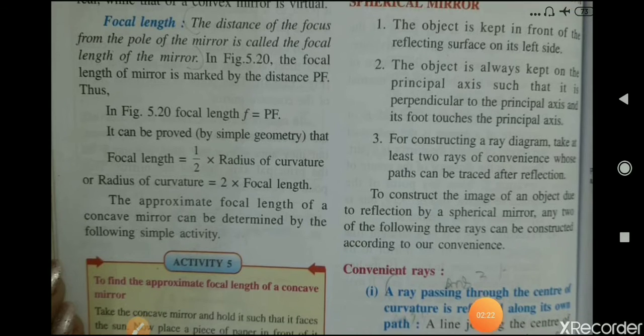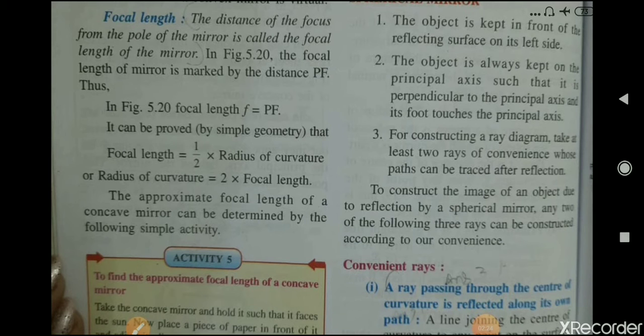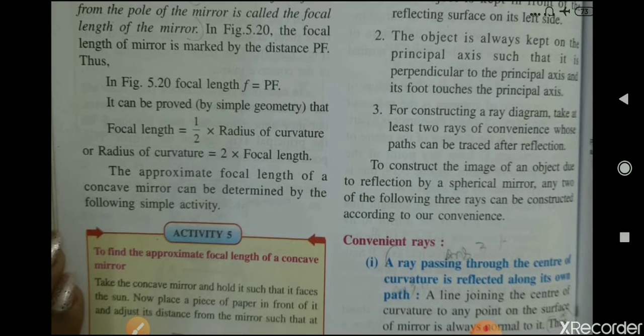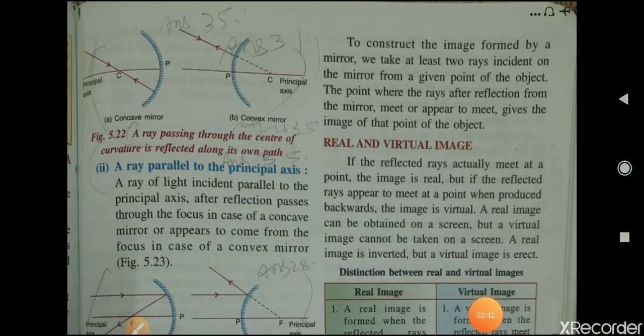Now, convenient rays means which rays we can take for our convenience. The first one is, a ray that is passing through the center of curvature is reflected along its own path. Means a ray of light which passes through the center of curvature reflects along its own path. Here you can see in this diagram, the ray which passes through the center of curvature reflects back along its own path. This is the incident ray, and this is the reflected ray, reflected along its own path.